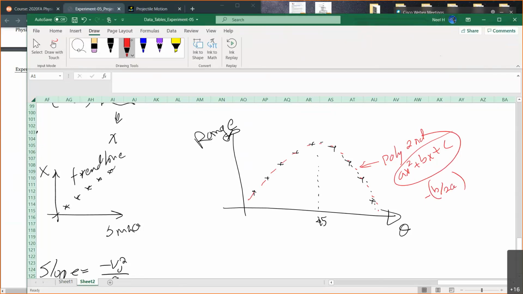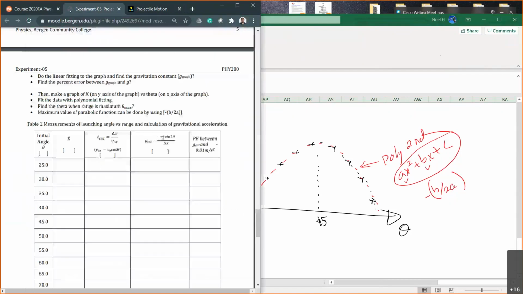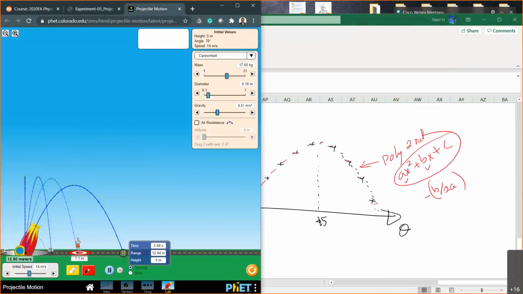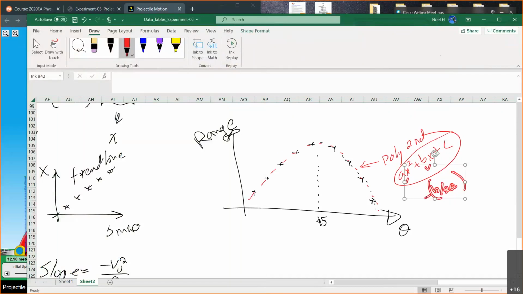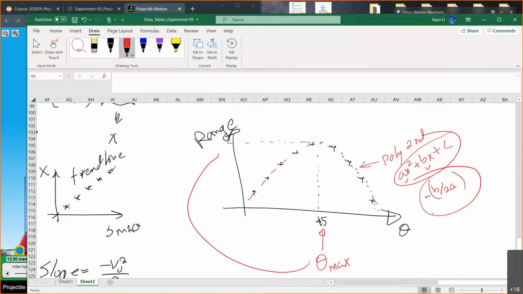So I just need to identify what is b, what is a. By knowing that, actually right here, you can see that function if you want to check it later. By knowing a and b, I can calculate what should be the theta max responsible to get the maximum range. So I can experimentally identify this location that we call theta max. That's the position of theta responsible to get the maximum range, okay? That's the plan.